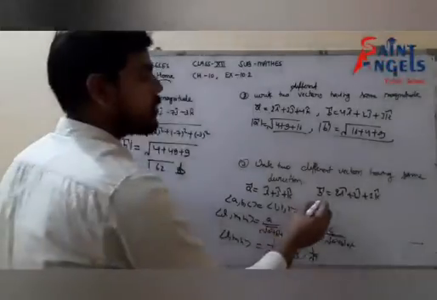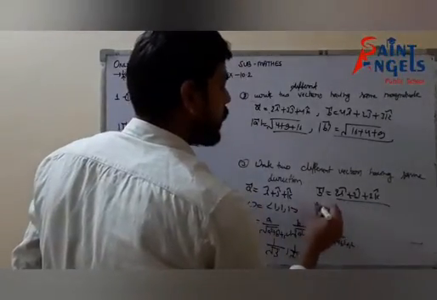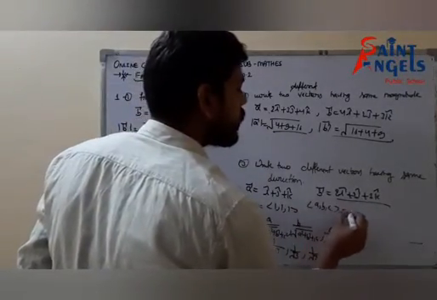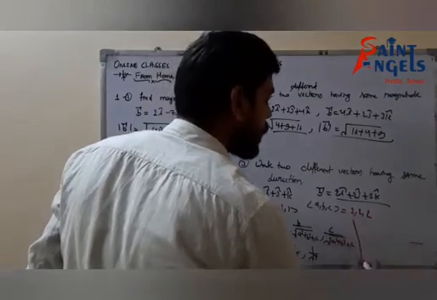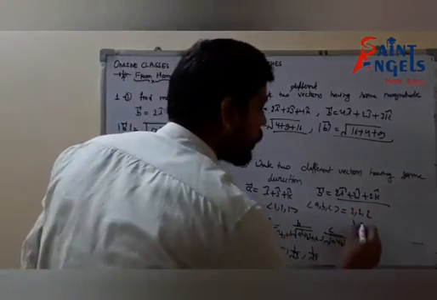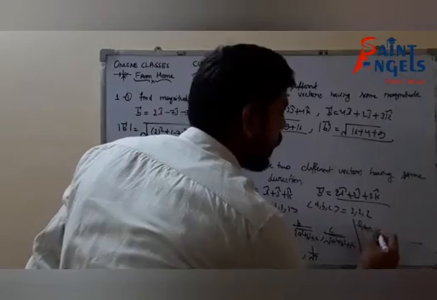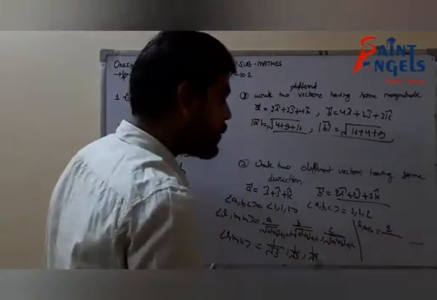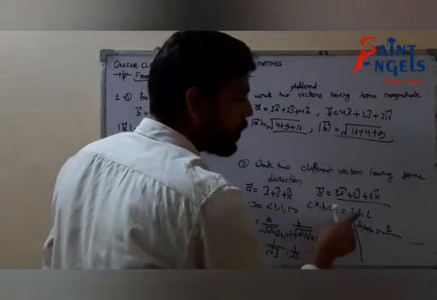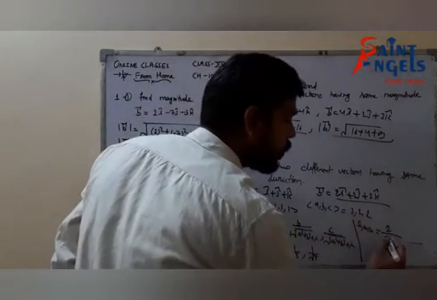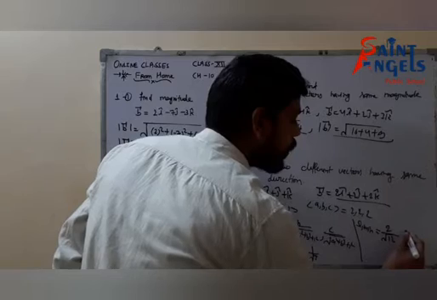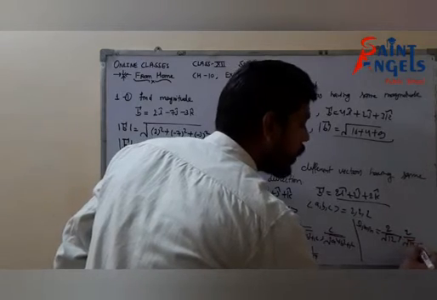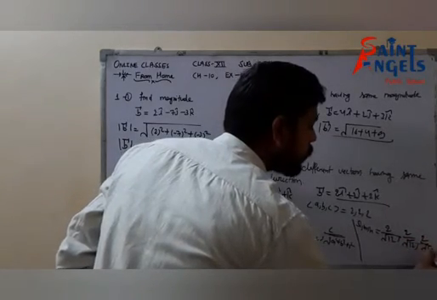Okay, now check the direction cosines of this one. The direction ratios a, b, c are 2, 2, 2. So l, m, n would be, right now I am doing it directly, a upon under root a square plus b square plus c square. It means under root 4 plus 4 plus 4, which is under root 12. So 2 upon under root 12, 2 upon under root 12, and 2 upon under root 12.